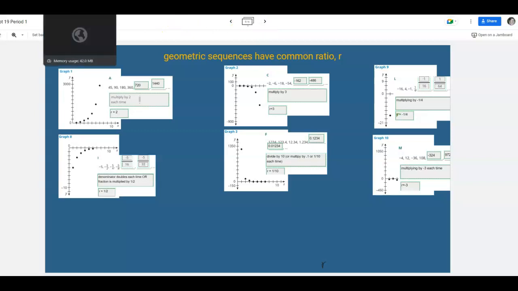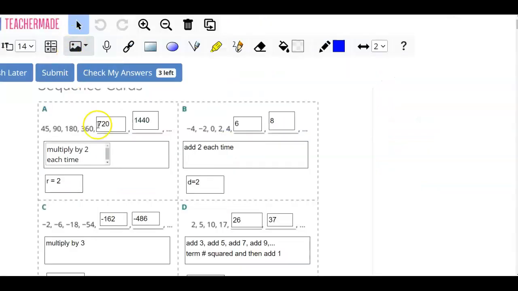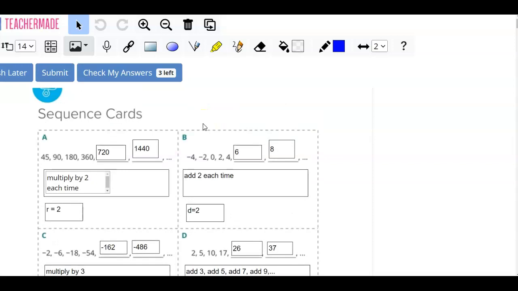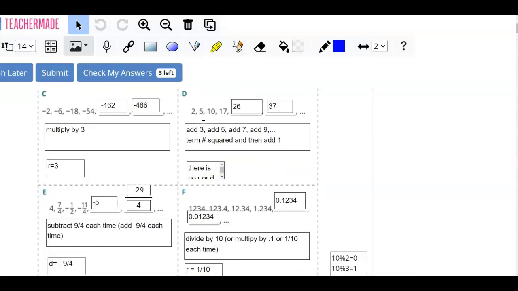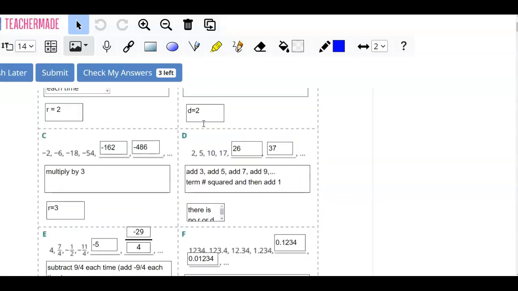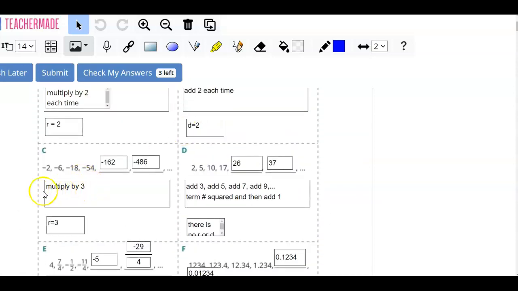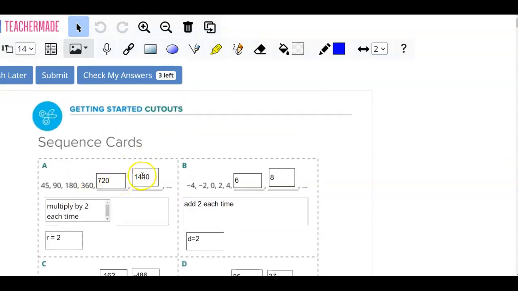You have these cards on the assignment called Sequence Cards and Graphs, and that assignment looks like this. So you filled in the different sequences, you filled in the words describing the sequence, and you filled out either the R value or the D value. So for each card, you have the next 2 terms filled out. You have the words describing how the sequence changes, and you have either R and then the number, or a D and then the number.